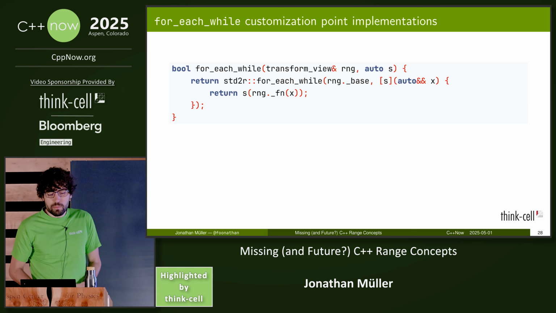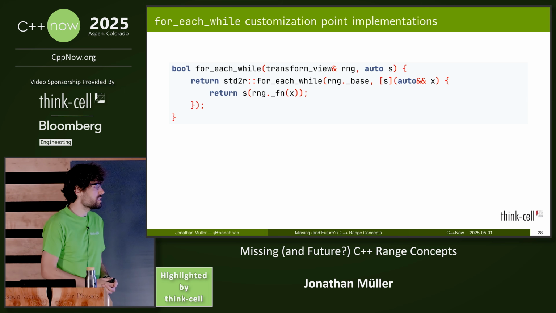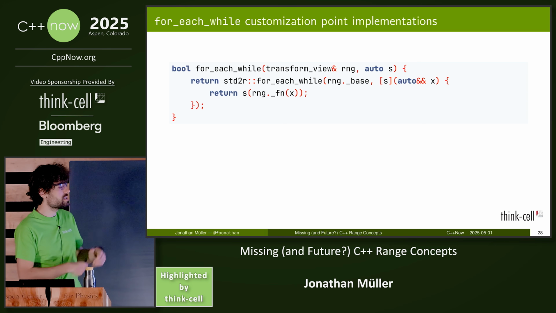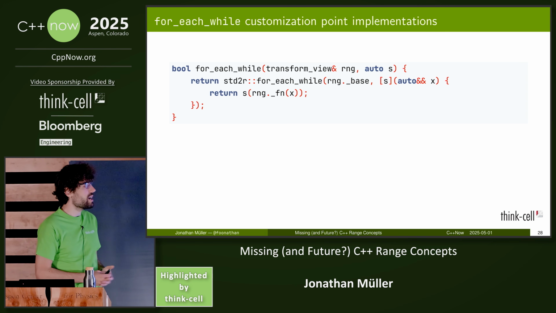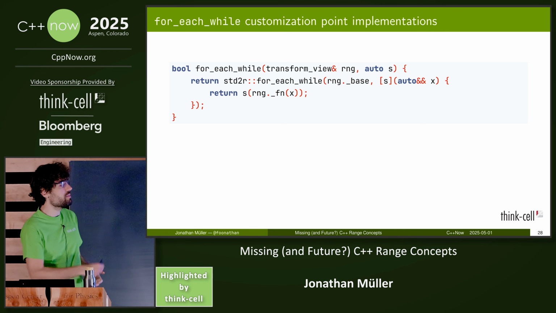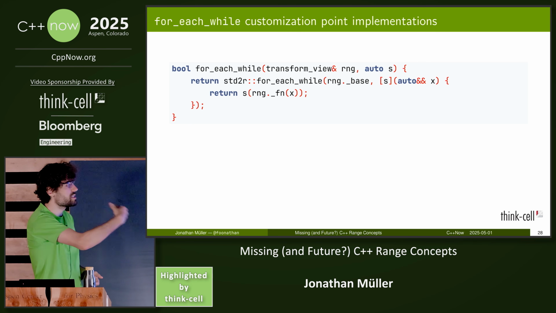However, we can customize that, for example, for transform_view. For transform_view, we can say, hey, the custom for_each_while for transform_view is we call for_each_while on the base range. And then we don't directly invoke the sink with the value, we invoke the sink with the transformed value.